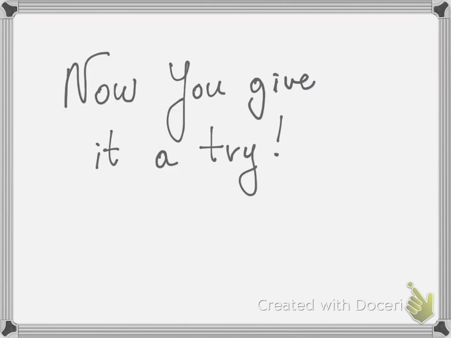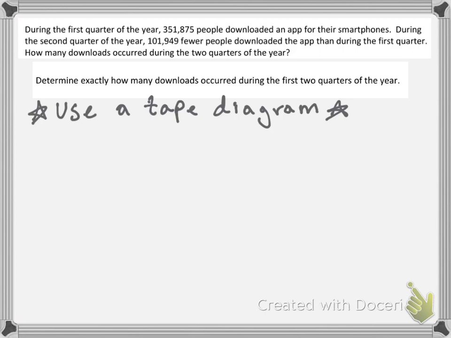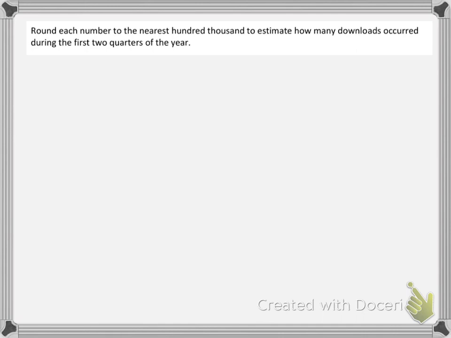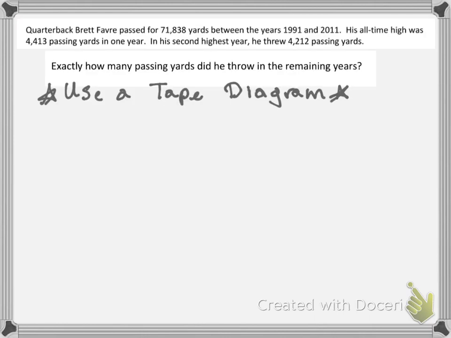All right, guys, you're now going to give it a try. You're going to use a tape diagram, and you have to first determine exactly how many downloads during the first 2 quarters of the year. You've got to show a tape diagram, and I want to see the tape diagram tomorrow at school. Then you're going to round each number to the nearest 100 to estimate how many downloads occurred during the first 2 quarters of the year. So that previous problem, you're going to estimate those numbers. All right. The next word problem, you're going to find the exact answer, and you're going to use a tape diagram to help you. And I want to see those tape diagrams tomorrow.